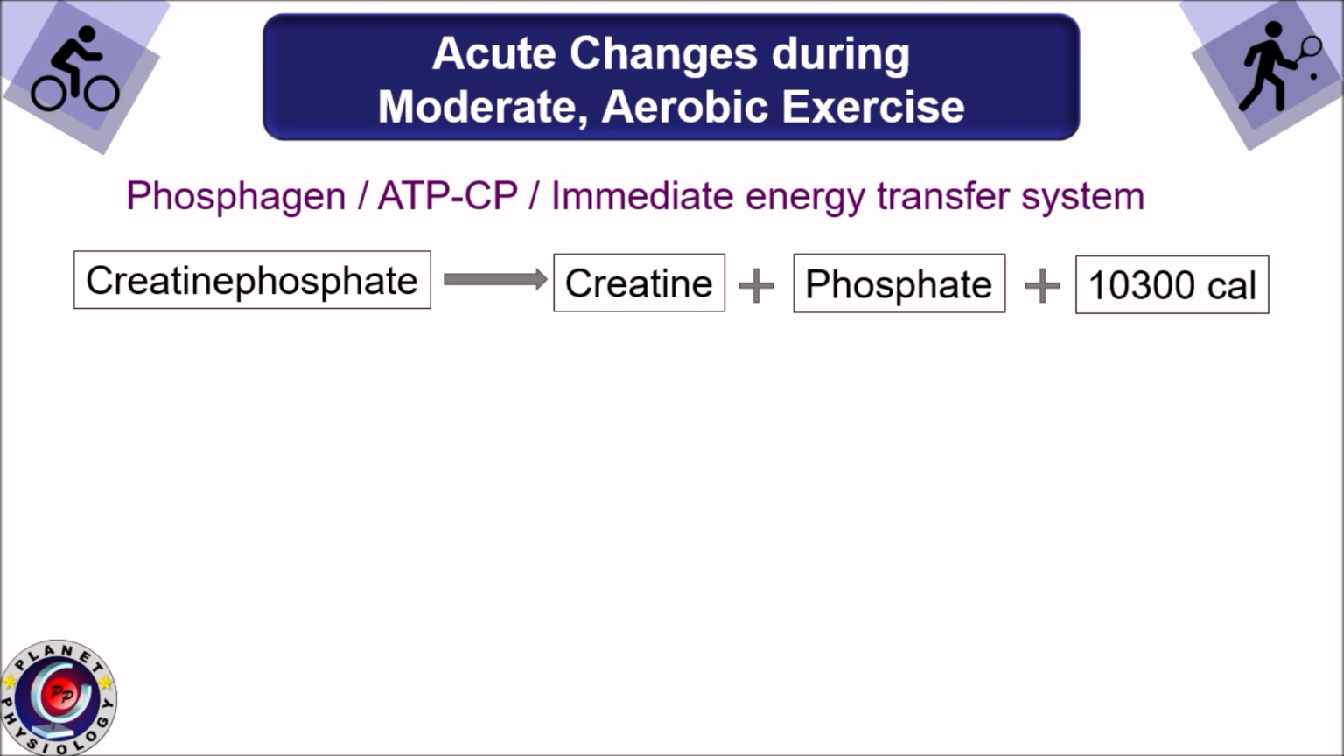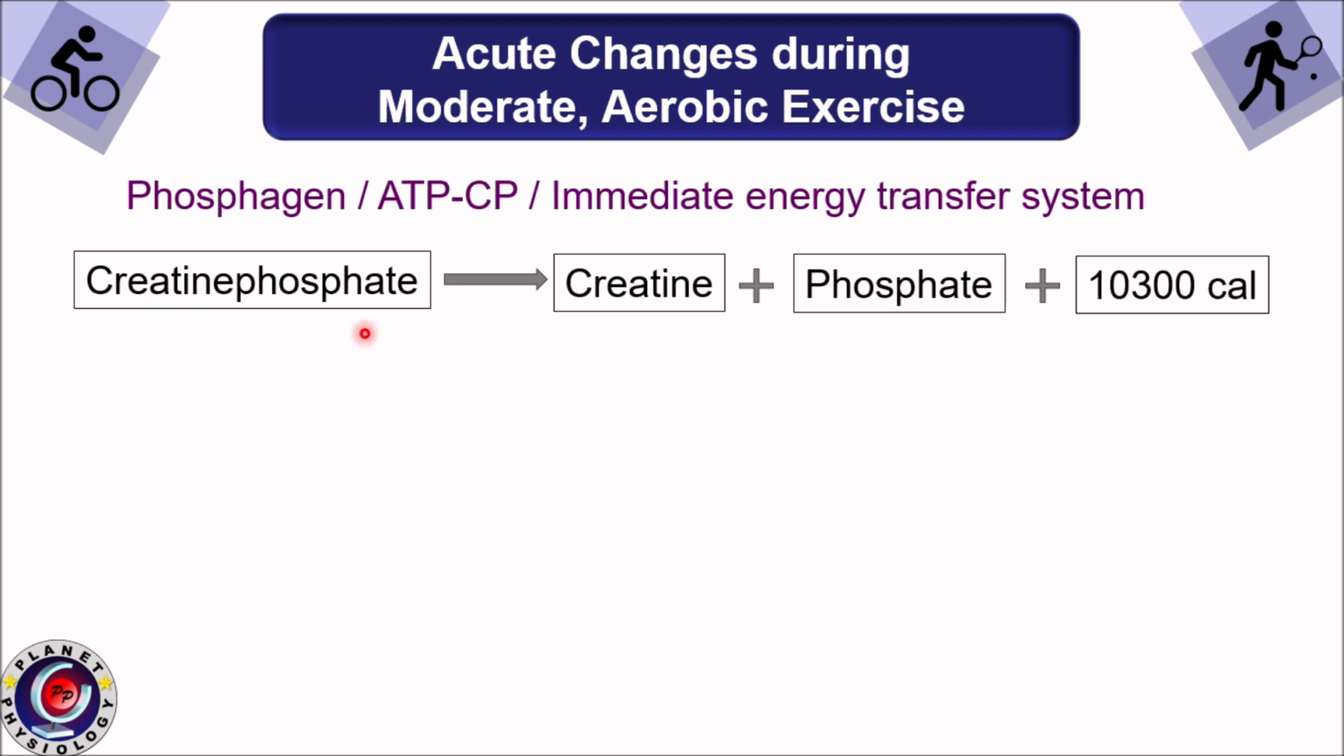In the phosphagen system, ATP is produced by breaking down creatine phosphate in the muscle, and therefore this system is also known as the ATP creatine phosphate system. As this is the immediate source of energy, it is also known as the immediate energy system.